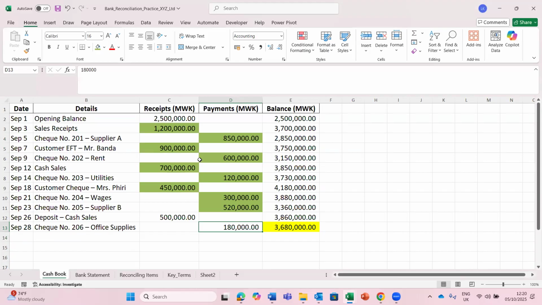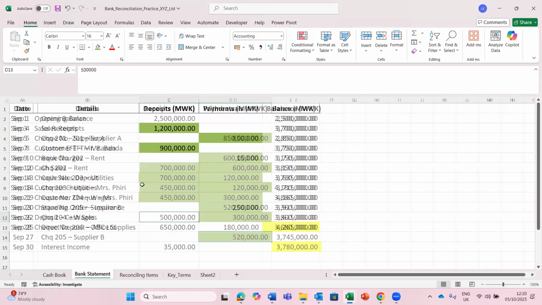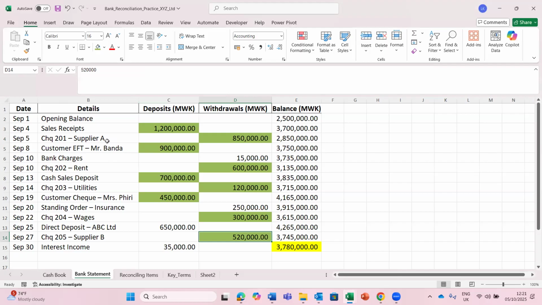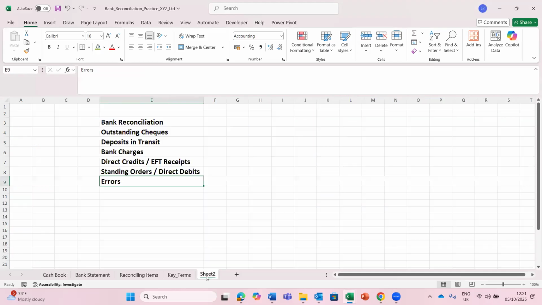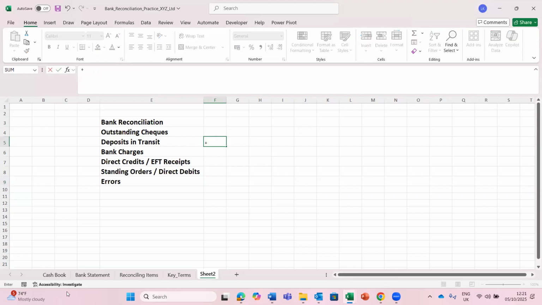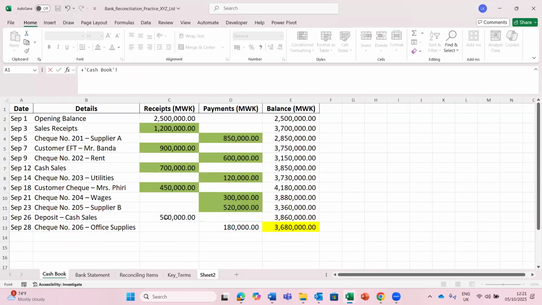Right. So let's start with the cash sales, deposit cash sales. This one is not on the statement. So what will happen is this is a deposit. So what do we call this? This is a deposit in transit. Okay, so let's go here. How much is the deposit in transit? We have a deposit in transit of 500,000. All right.